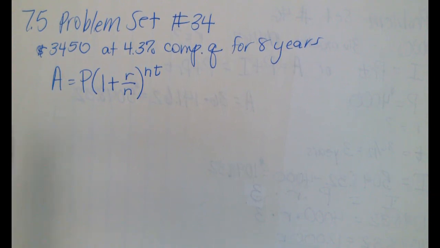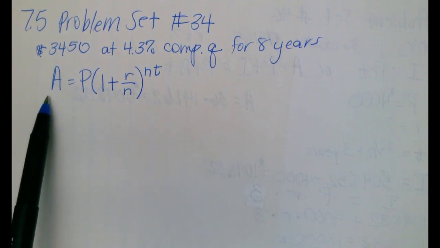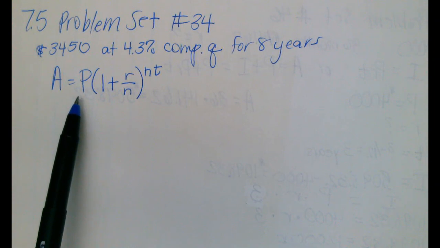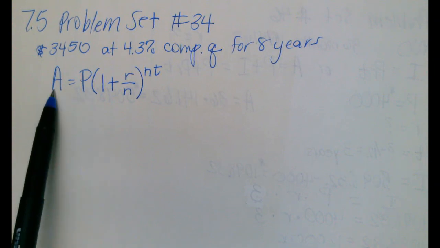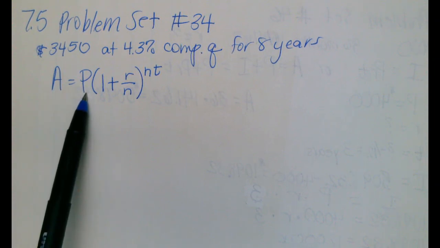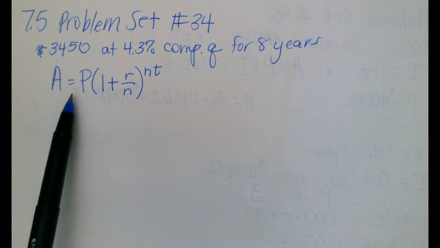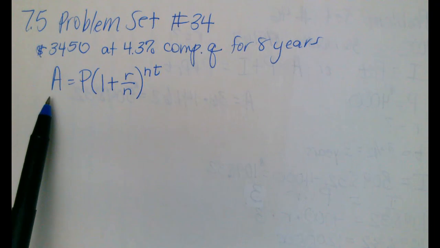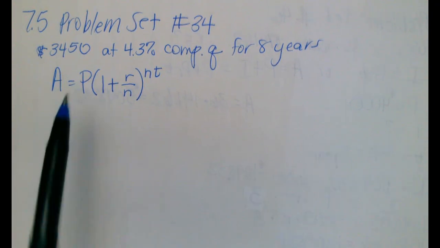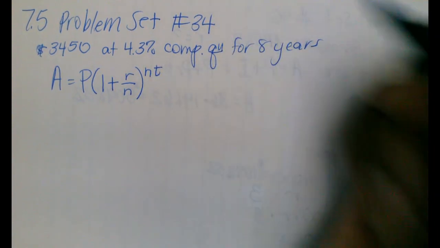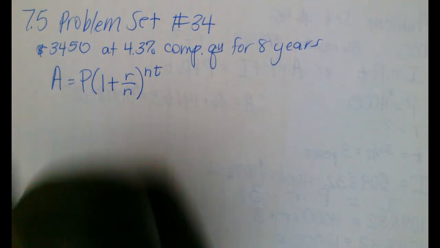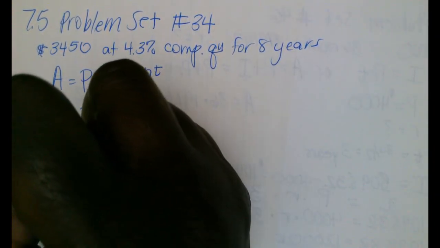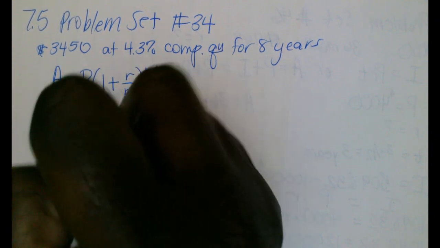We want to find the future value. So you could find P with this. They may give you the future value and they want to know, what was it 8 years ago. You would find P if you were trying to find out what you started with. But we're trying to figure out what you will get at the end of 8 years.